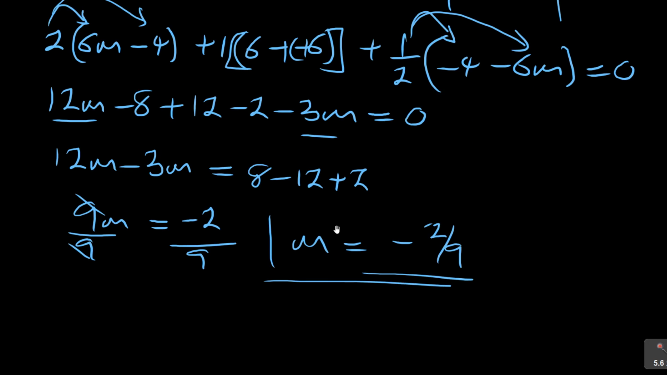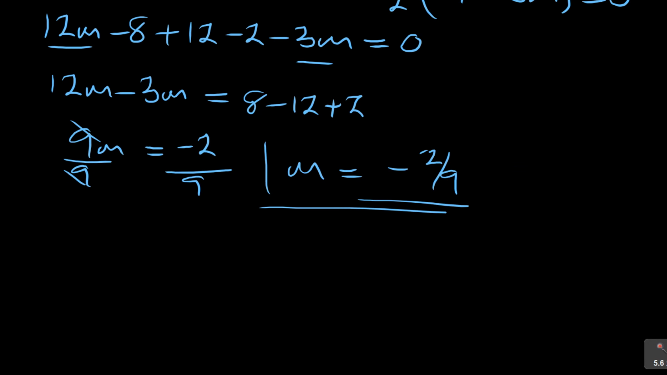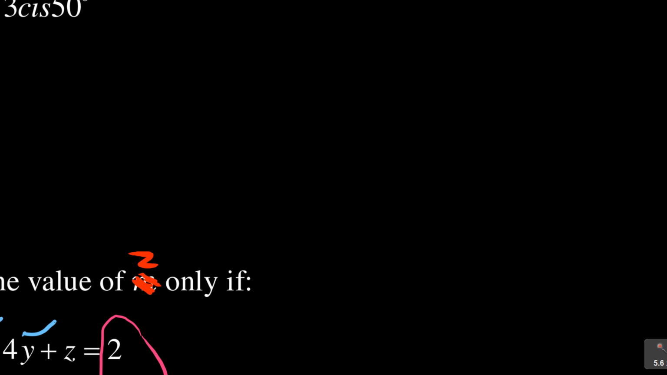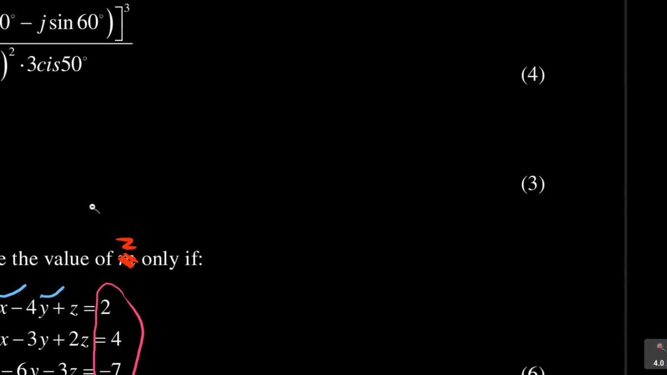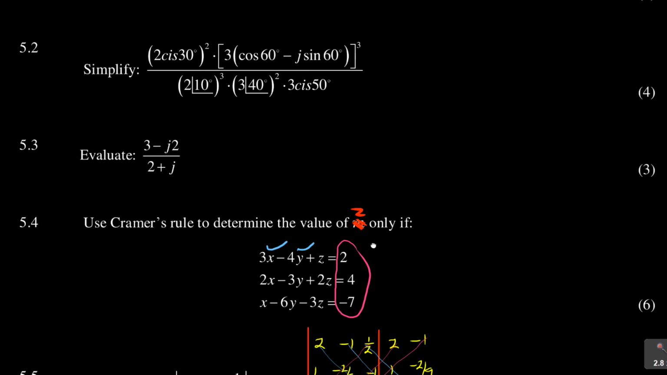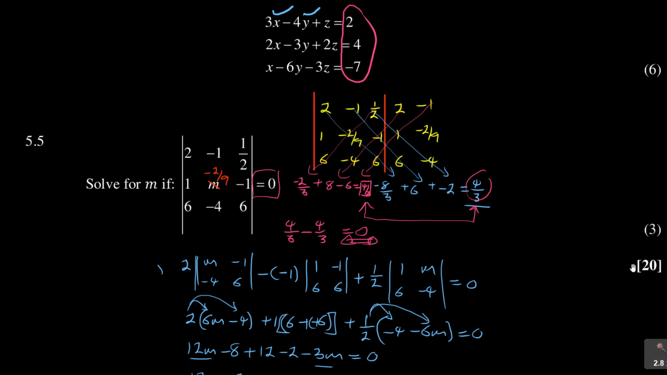So what is our value for M? M then becomes that value of negative 2 over 9. So then you'll be knowing that that is correct if I did it right. So guys, this was this part of the question. Let me minimize this. So this was what we're given. Question 5 is also out of 20 marks. So this was the last question.